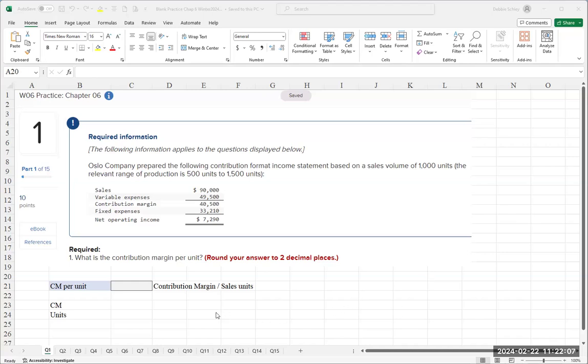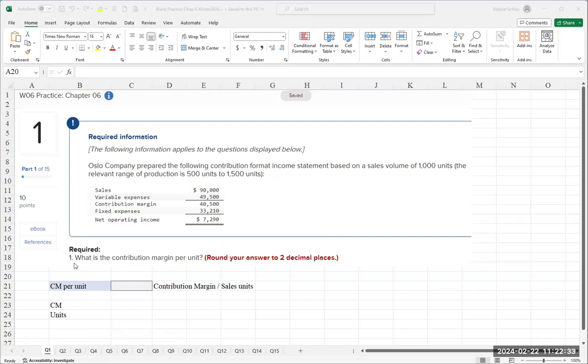So question 1, Oslo Company prepared the following contribution format income statement based on sales volume of 1,000 units. The relevant range of production is 500 units to 1,500 units. So what that means is they're normally making 1,000 units. So that's not relevant though.